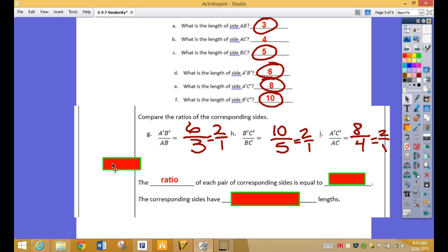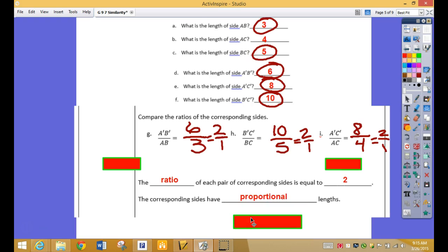The ratio of each pair of corresponding sides is equal to 2. So therefore, the corresponding sides have proportional lengths, because they all equal 2.